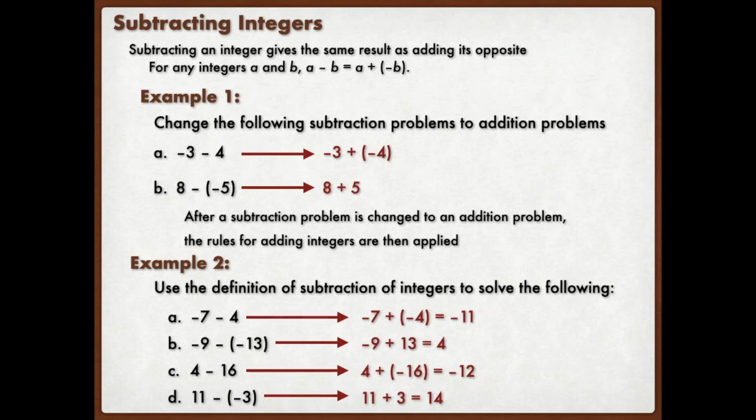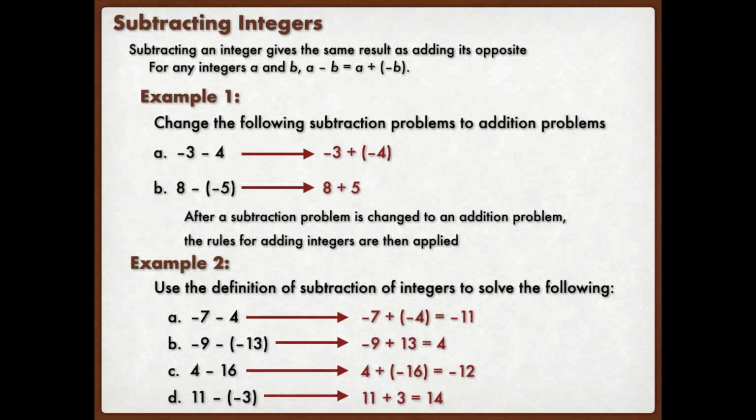Okay, let's look at the examples. Change them. I'm not asking to solve them, but let's change them. Negative 3 minus negative 4. So what I can do is put the negative 4 in parentheses. So I will have negative 3 plus negative 4. So when I subtract integers, it's going to be the same as adding, okay, the opposite. So 8 minus negative 5, we go ahead and make it the opposite. That will be 8 plus 5.